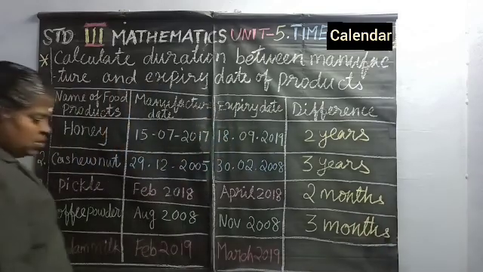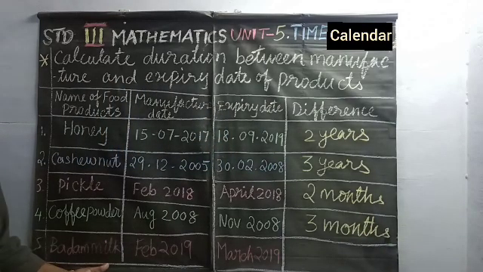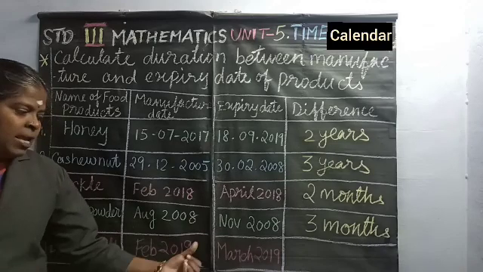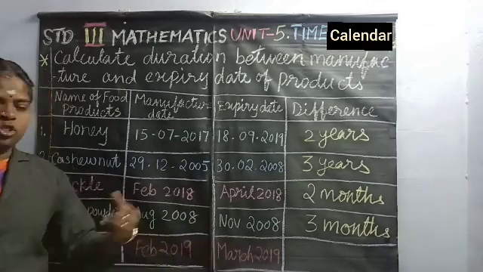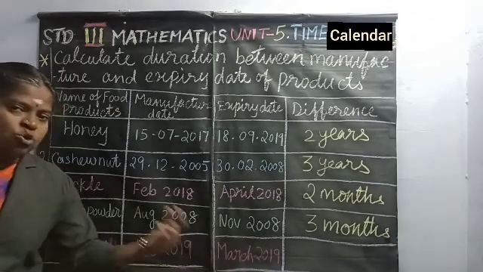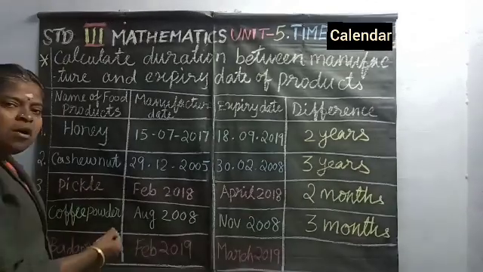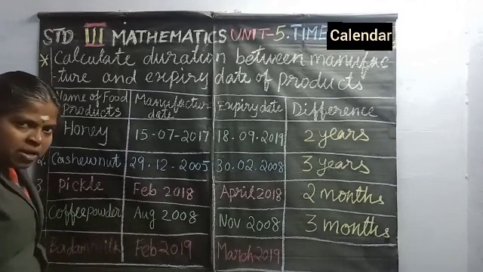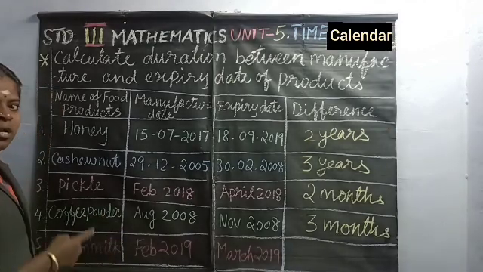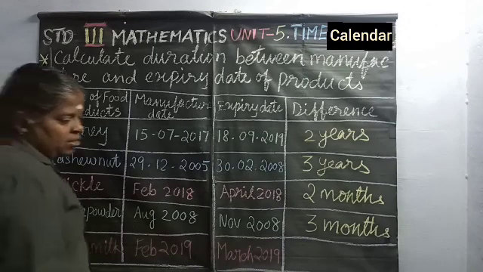3 months. Next, badam milk. Manufacture date is February 2019. Expiry date is March 2019. But here the year is the same. So how many months can we use it? What is the next month of February? March. So we can use this badam milk for 1 month.